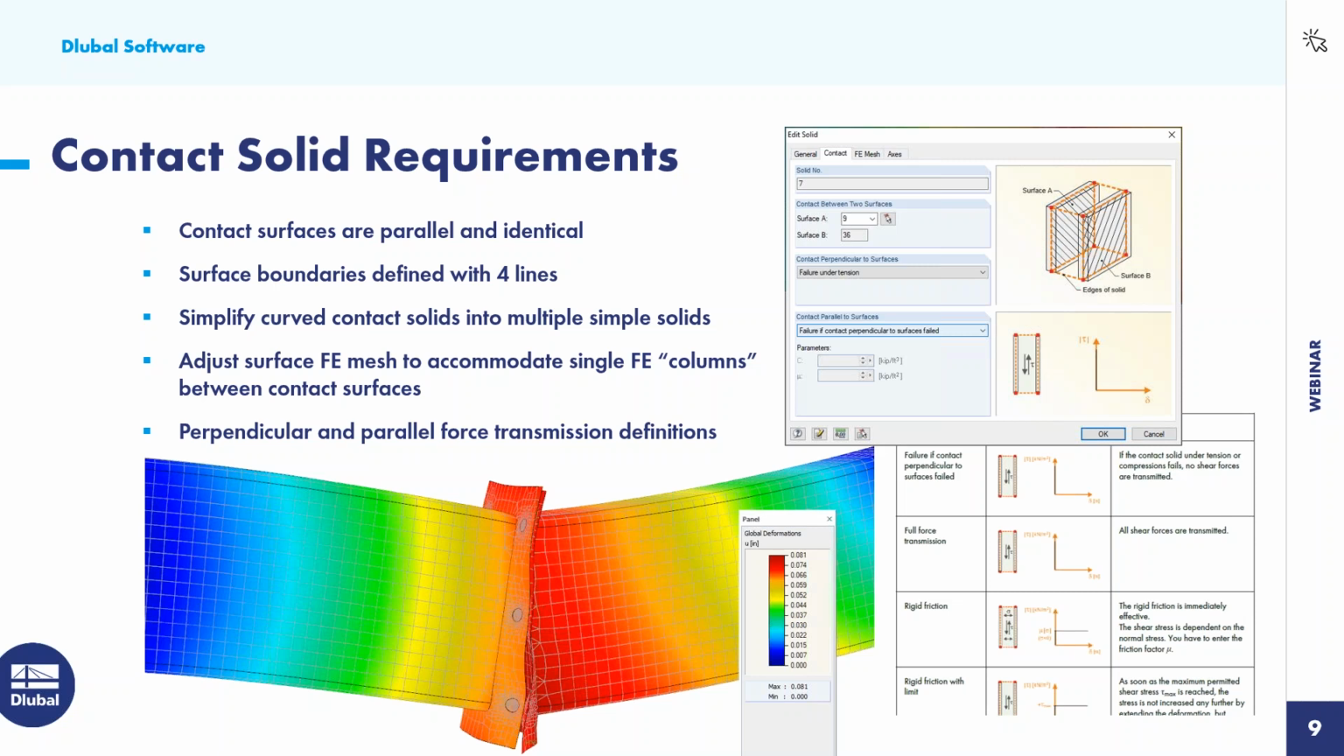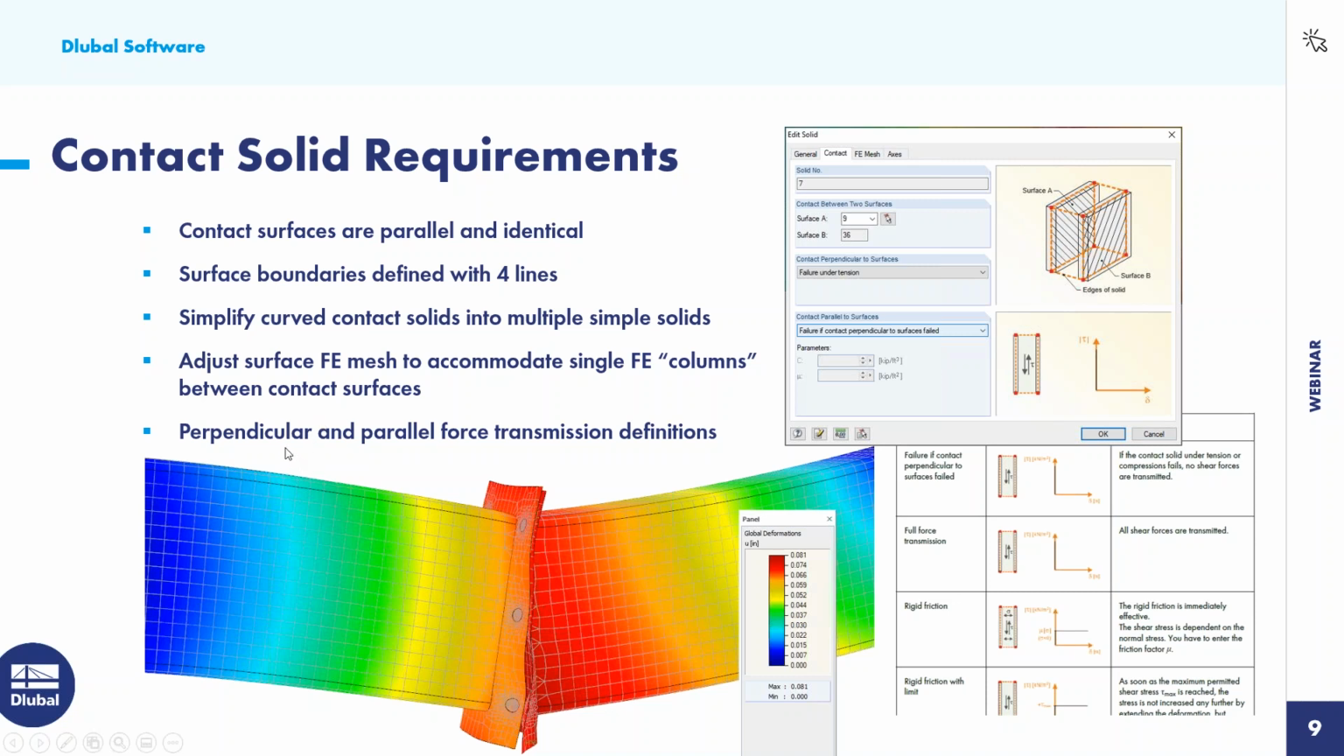If we have complex curved contact solids, what we'd want to do is break this down into multiple simple solids instead and apply all these same rules. We want to adjust the surface FE mesh to accommodate the single FE columns between contact surfaces. What I mean by this is, in this picture up here on the right, we have surface A on the left and surface B on the right. We'd want to adjust our FE mesh so that it's giving us accurate results. It's small enough that there's one single FE mesh element drawn from surface A to surface B connecting. That circles back around to why these two surfaces must be identical.